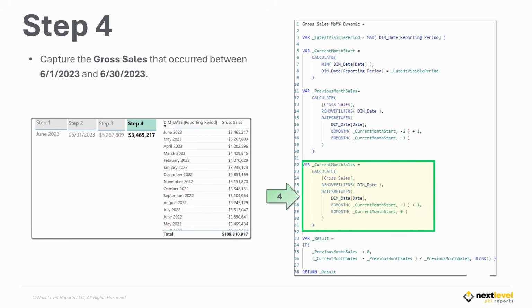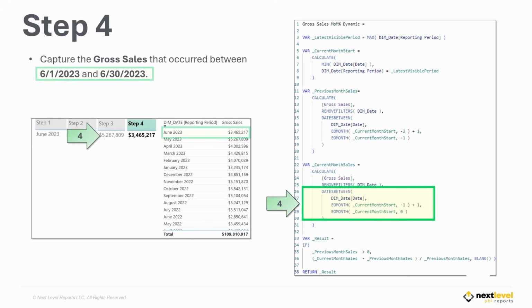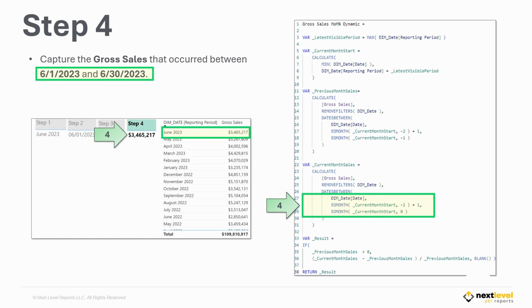Okay, so step 3 was our previous month's sales. Now we need to capture the current month's sales to compare it to the previous month. Here we can see we're capturing the gross sales between June 1st, 2023 and June 30th, 2023. The measure within the variable is the exact same as the previous one from step 3. The only difference here is we're reducing the start and end date period by 1 month.